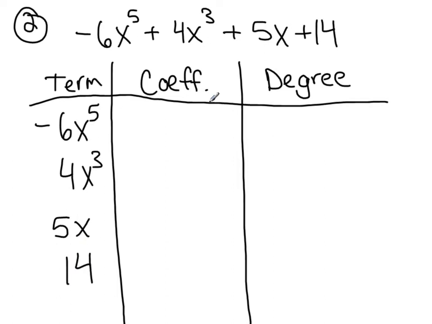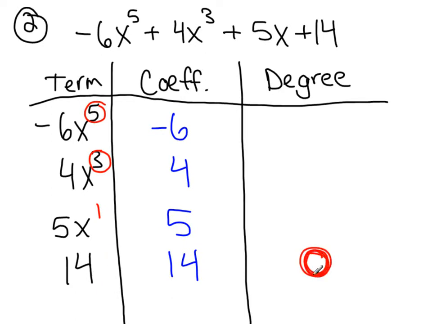And let's go ahead and do the coefficients. So whatever's in front of the x. So negative 6. In front of the x is a 4. In front of the x is a 5. And then constants are always whatever the constant may be. So it's just 14. Fairly nice. Now degree is what's the degree of the exponent. And if there is no x's and it's a constant, it's always 0. So that guy's kind of nice. The degree for the first guy is 5, second one is 3, and last but not least is 1.